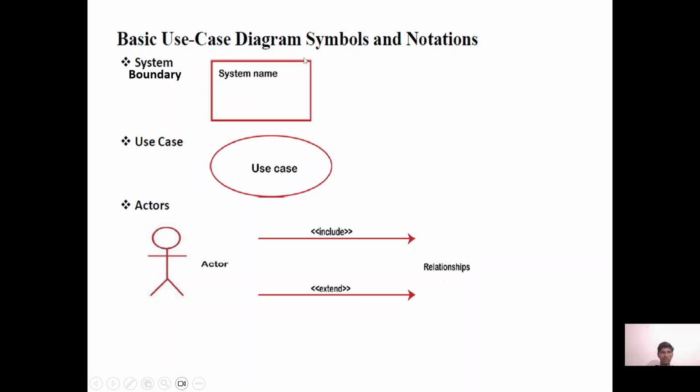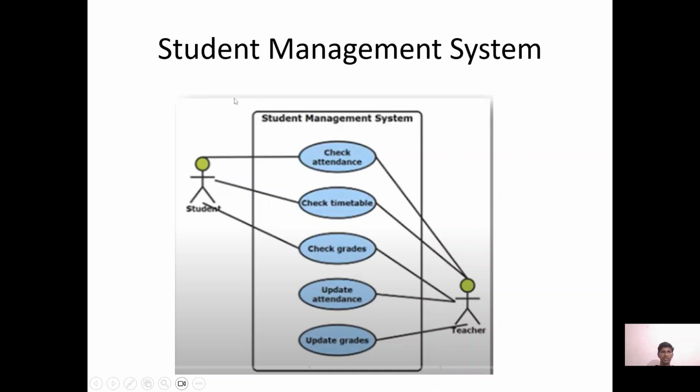The boundary is normally represented as a rectangular shape. A use case is in an oval shape, and between the actor and use cases there are relationships, include and extend relationships. Here it is a student management system. The actors are student and teacher, and the use cases are check attendance, check timetable, check grades, update attendance and update grade. The student can access three use cases: check attendance, check timetable and check grades. The teacher is an actor who can access all the modules. This rectangular shape indicates the system boundary, that is the student management system. So this is about the use case diagram.